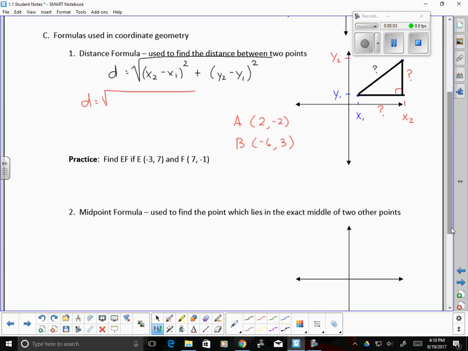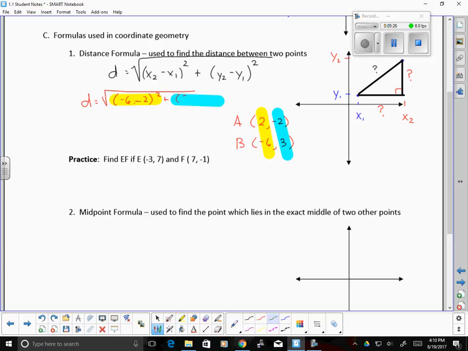So the difference between 2 and -6 right there is going to be -6 minus 2, squared. And then I want to have the difference between the y values, between 3 and -2. I'm going to put that over here.